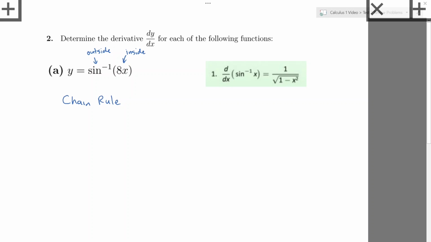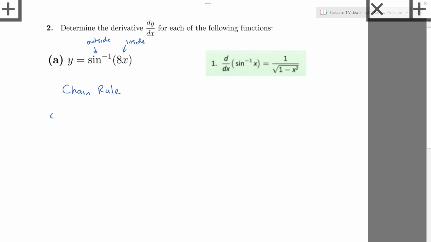So let's set up the chain rule, right? So the outside is the f. So I'm going to suppress the x for the outside function, right? So again, it's the sine inverse, and I'm going to suppress the x and just leave the open parentheses like that. And then the inside is g of x, and that is 8x. Right, so I separate the two parts.